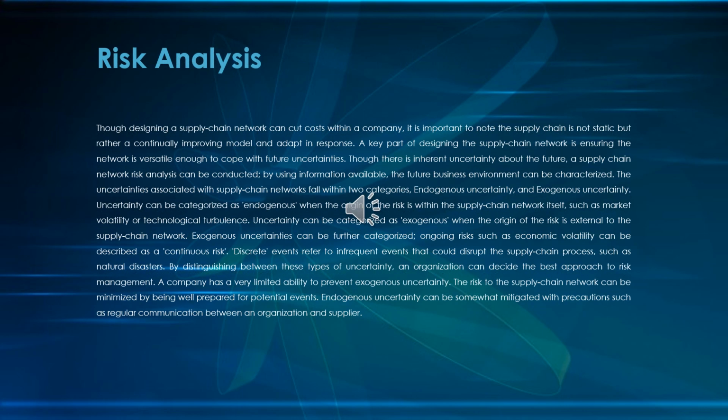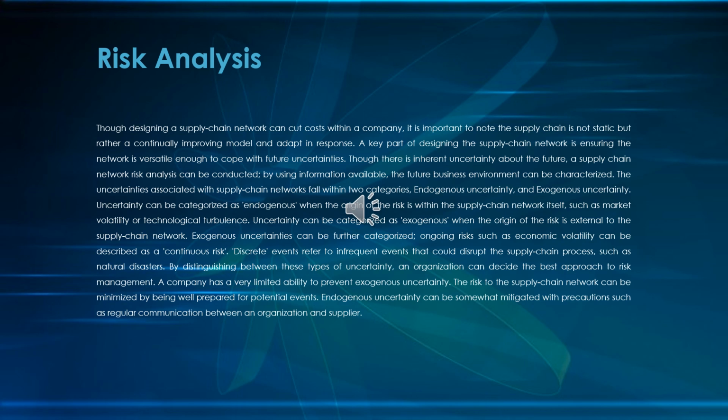Though designing a supply chain network can cut costs within a company, it is important to note the supply chain is not static but rather a continually improving model and adapts in response. A key part of designing the supply chain network is ensuring the network is versatile enough to cope with future uncertainties. Though there is inherent uncertainty about the future, a supply chain network risk analysis can be conducted. By using information available, the future business environment can be characterized. The uncertainties associated with supply chain networks fall within two categories: endogenous uncertainty and exogenous uncertainty.